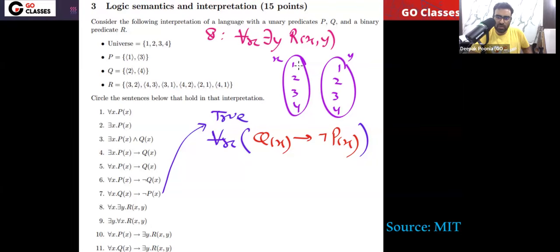So let's see. For 1, who is there? You can see for 1, there is no one. Notice one thing: for 3, there is 2, 1. But for 1, there is no one. For 2 there is 1, for 3 there is 2, for 4 there is 3. But notice there is no one for 1. There is no one for 1 alone.